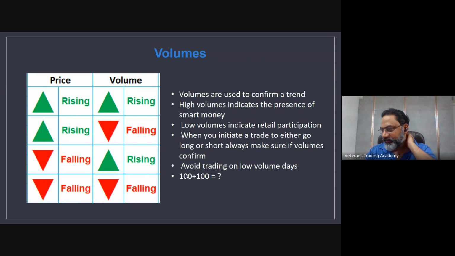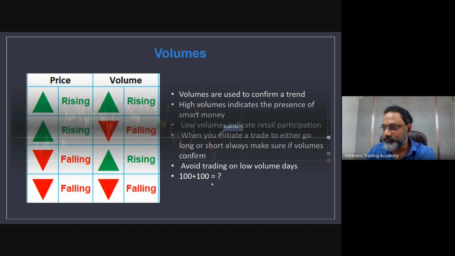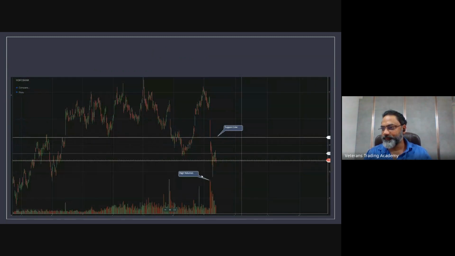Now there's a question which I'll ask: suppose someone buys 100 shares and someone sells 100 shares. So what is the volume for that? Most of the people feel that volume will be 200, but volume is not 200. Volume is counted as 100 only for that particular trade. So this is what it was about volumes.